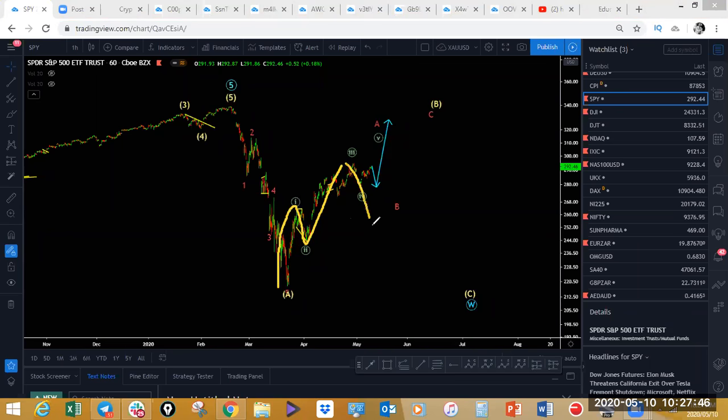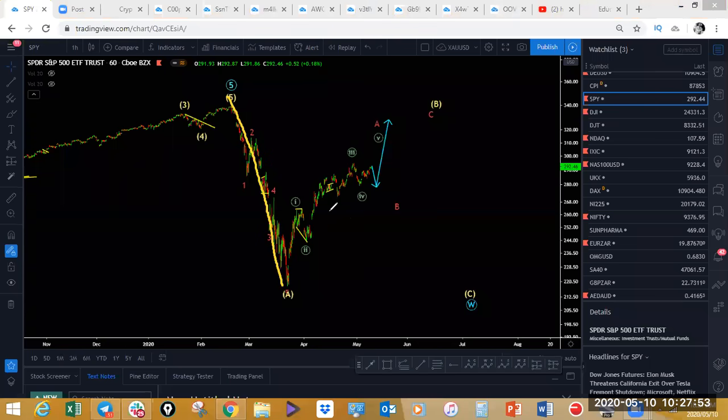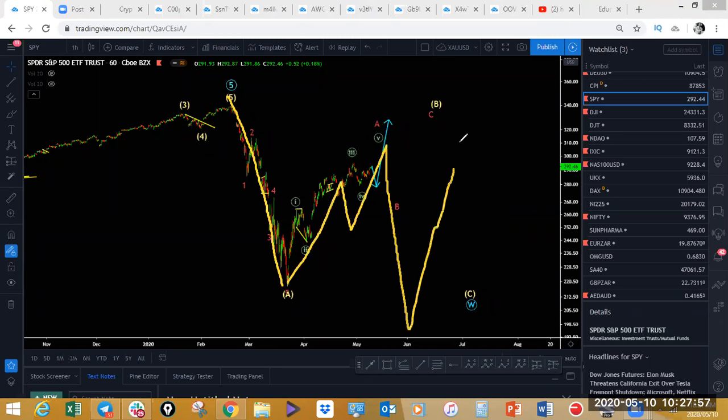this three-wave move, we're going to have a continuation to the downside. I was looking at that because of this strong impulsive move to the downside. And then I was looking for this to do this 1, 2, 3 and make one more move to the downside before we get a move to the upside. So this has not played out.